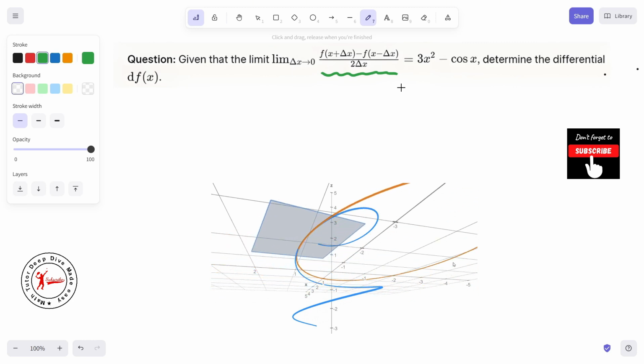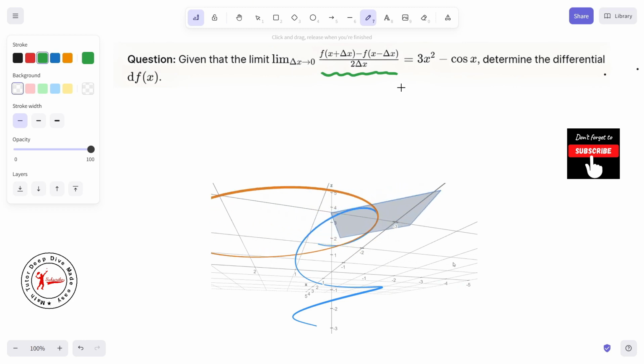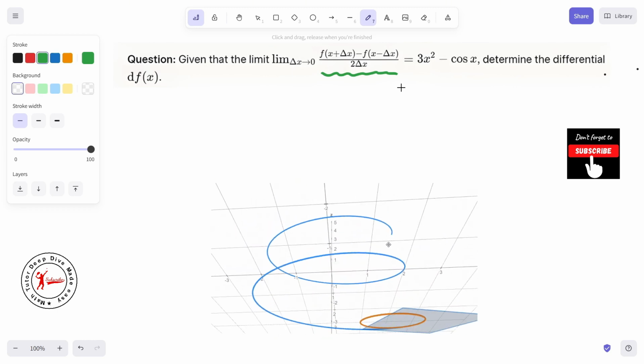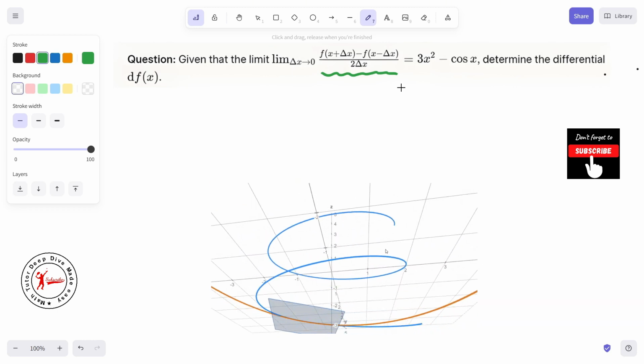The problem tells us that the limit, as delta x gets very close to 0, of f of x plus delta x minus f of x minus delta x, all divided by 2 delta x, equals 3x squared minus the cosine of x. This limit looks like a difference quotient, which is a big hint that it's probably related to the derivative of f. Derivatives measure how a function changes, and limits like this often pop up when we're trying to find that rate of change. Let's figure out what this limit is telling us about f.